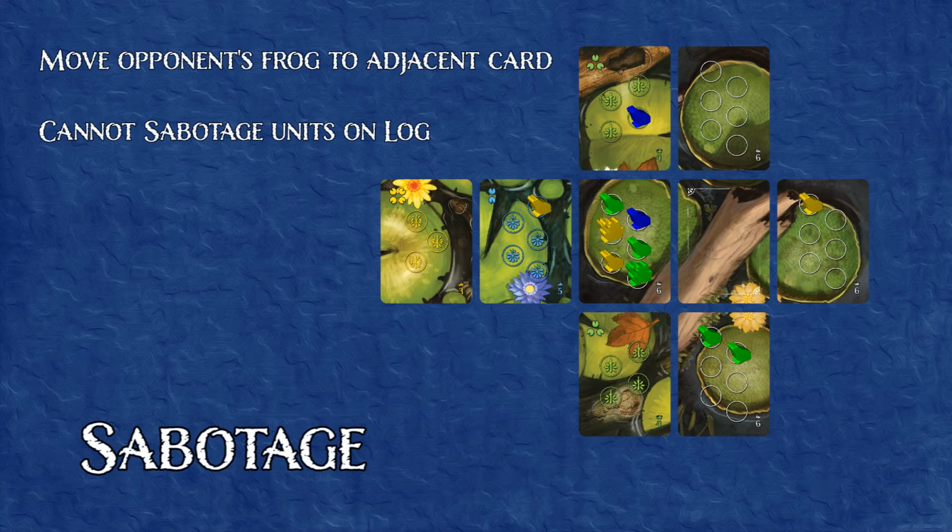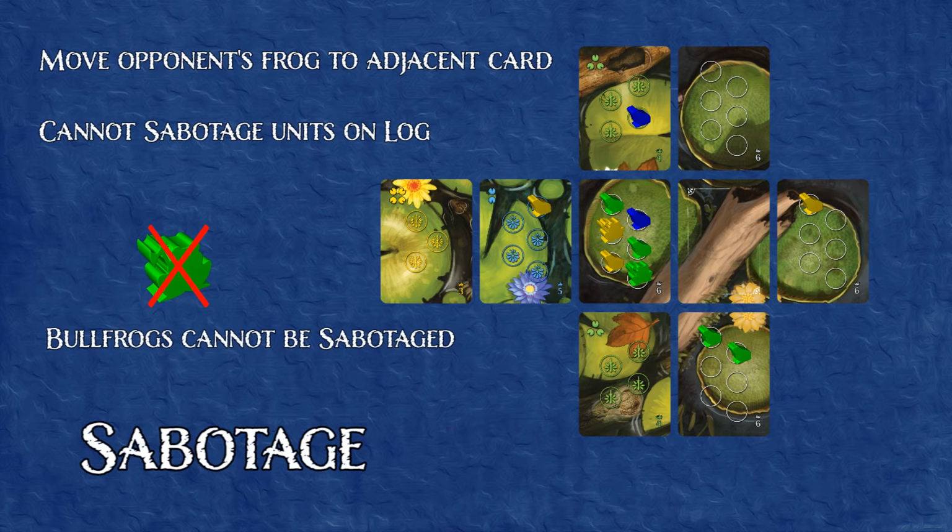One more note on the sabotage action. Bullfrogs are the mightiest of the army's warriors, and thus cannot be sabotaged.